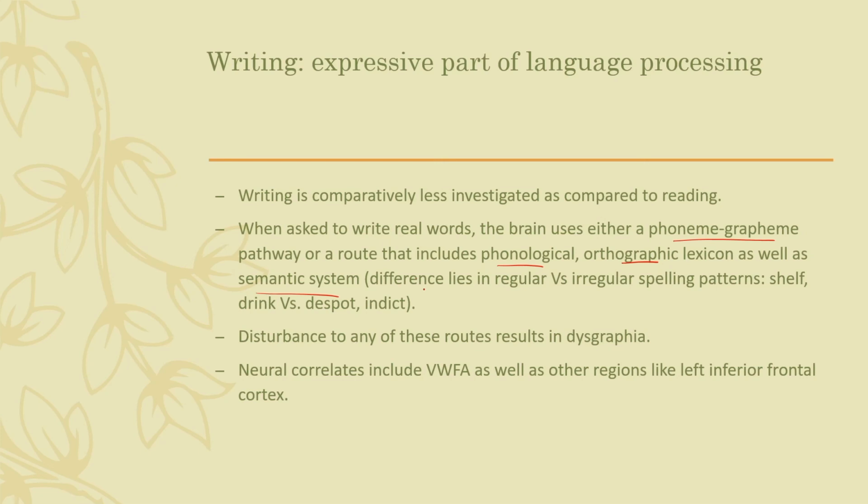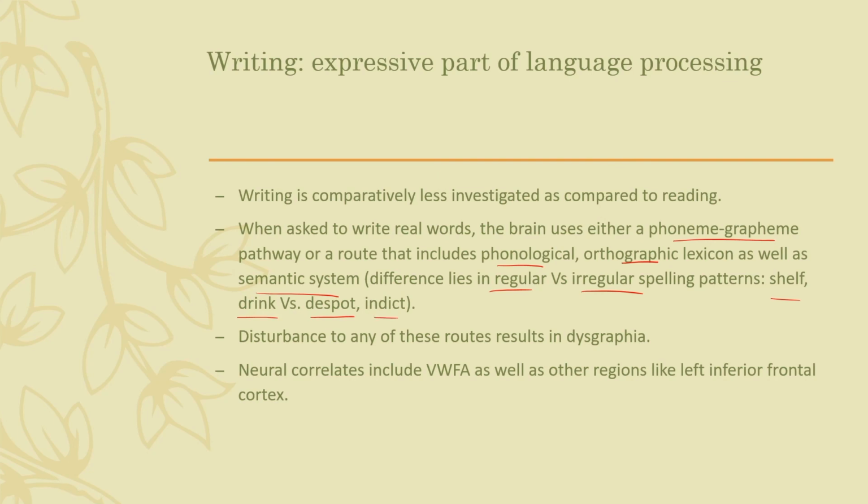Which pathway the writing process will take depends on whether the spelling pattern is regular or irregular. Irregular spelling patterns are something like the word in which you do not write as you speak. With a regular pattern, you write as you speak, but here we write the letters, and one of them is silent, and so on. So, these are called irregular spelling patterns.